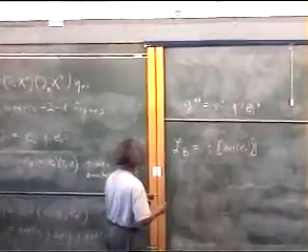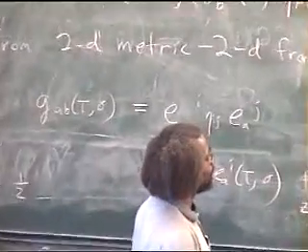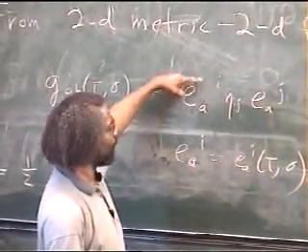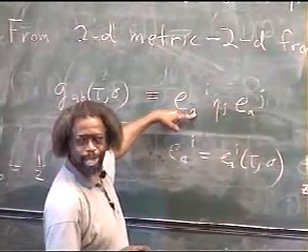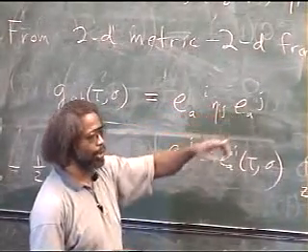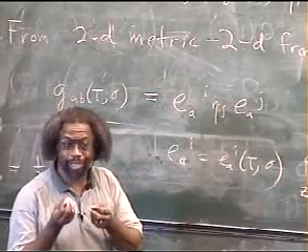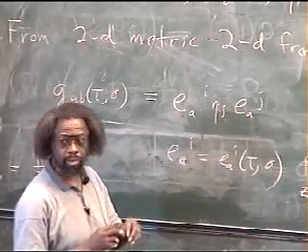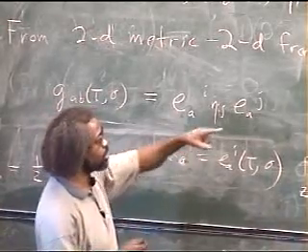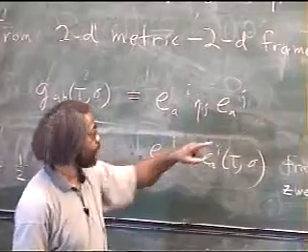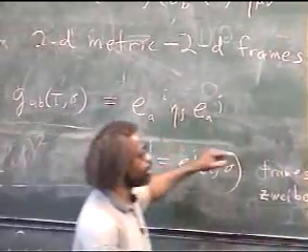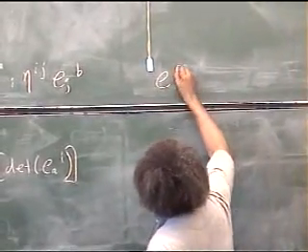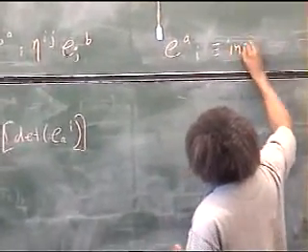Be very careful to notice the up and down height. The A is always down on this object, but the A is up over there. And that's how we, by the way, look for the inverse, by looking at the height of the index. This index A, which is what we call a curved index, if it's up, we know it's attached to the inverse frame field. If it's down, it's attached to the frame. In fact, this thing here is called the inverse frame, E_I^A, inverse frame.